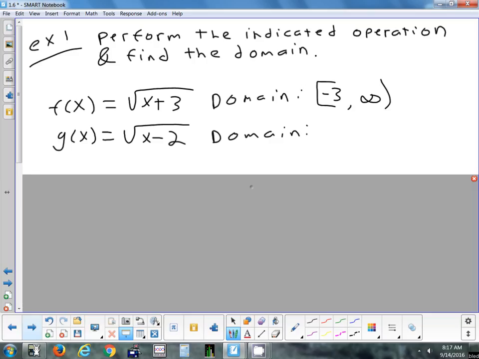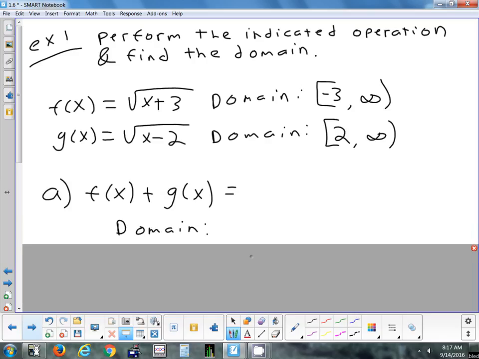How about the domain for g of x? What kind of numbers would you be allowed to use there? Well, Francisco? Okay. Yep, you're allowed to use the number 2 because the square root of 0 is fine. Parentheses. Yep. So there's the domain of f of x and g of x before we do anything to them.